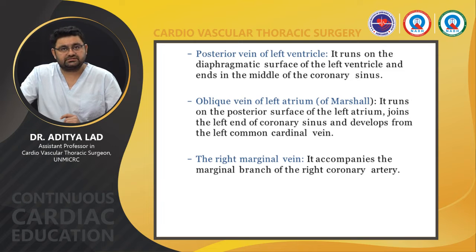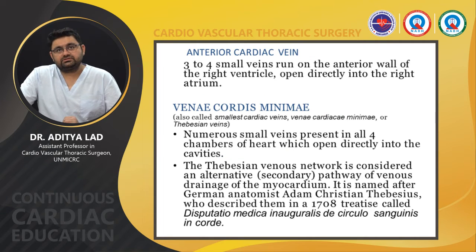of the coronary sinus. The oblique vein of the left atrium, which is also called Marshall's vein, runs on the posterior surface of the left atrium, joins the left end of the coronary sinus and develops from the left common cardinal vein. The right marginal vein accompanies the marginal branch of the right coronary artery.